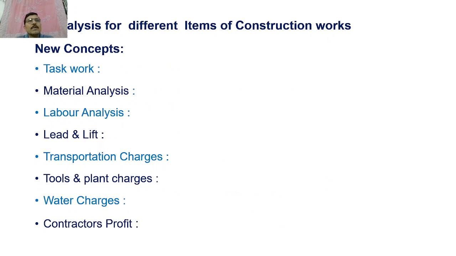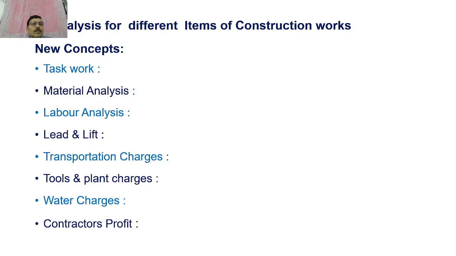So what are the new concepts to be studied while carrying out the rate analysis of items of work? Number one is task work. Task work is the capacity of doing the work, or the capacity of completion of an item in continuous 8 hours of duty in a whole day.